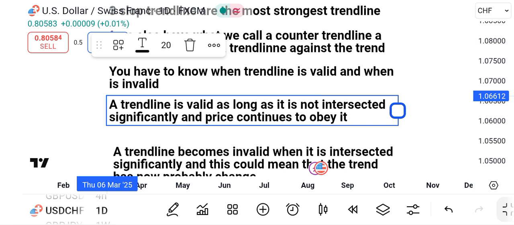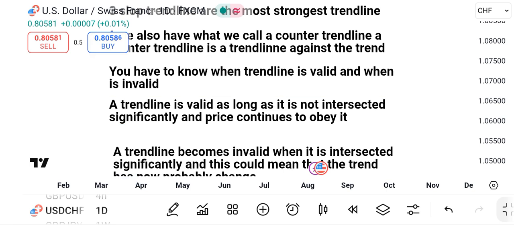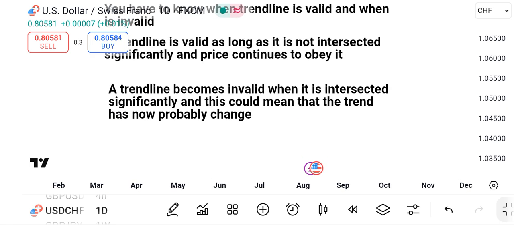And like I said, I'll also be showing you. This is just the theory part of it, but you can write this down in your notes. When I was starting, I had all these things written down in my notes, so you can do the same. Secondly, a trendline becomes invalid when it is intercepted significantly, and this could mean that the trend has probably changed. I will also be showing you what that means as we proceed.